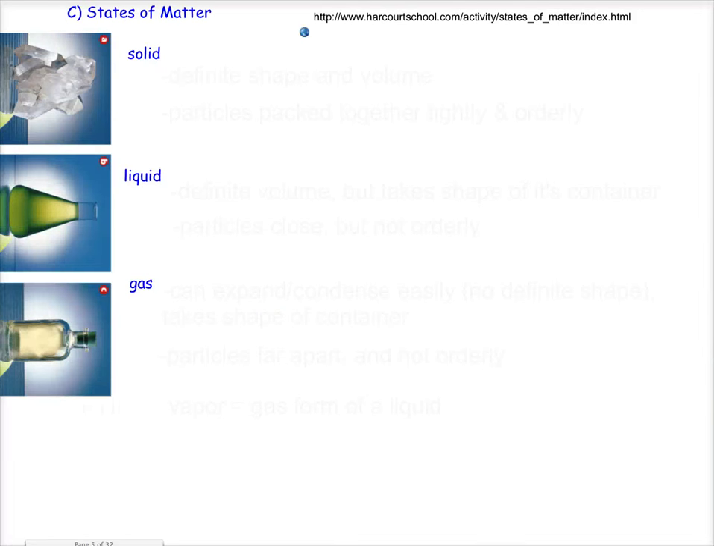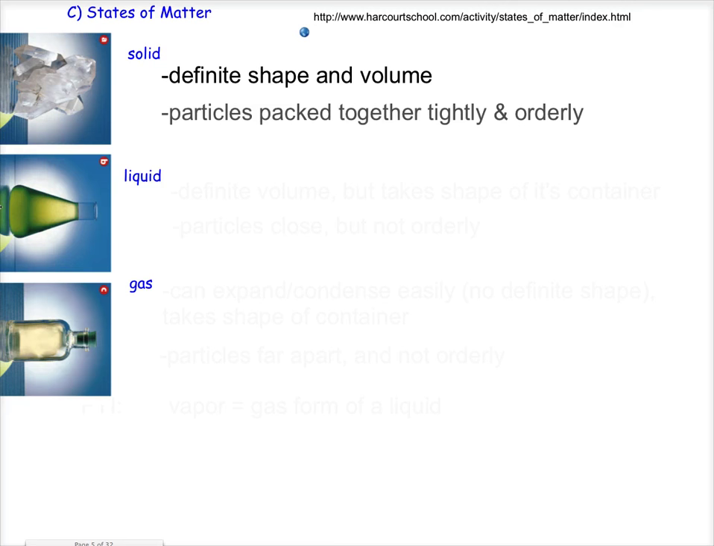Moving on, states of matter. Solid, liquid, and gas, you know these, okay? So here's a picture of a substance when it's solid, here's a picture of something when it's a liquid, here's a picture of something when it's a gas. It is the sideways pictures, I apologize for it, I was trying to fit it all on the page. Okay, a solid has a definite shape and volume, and the particles are packed together tightly and orderly.